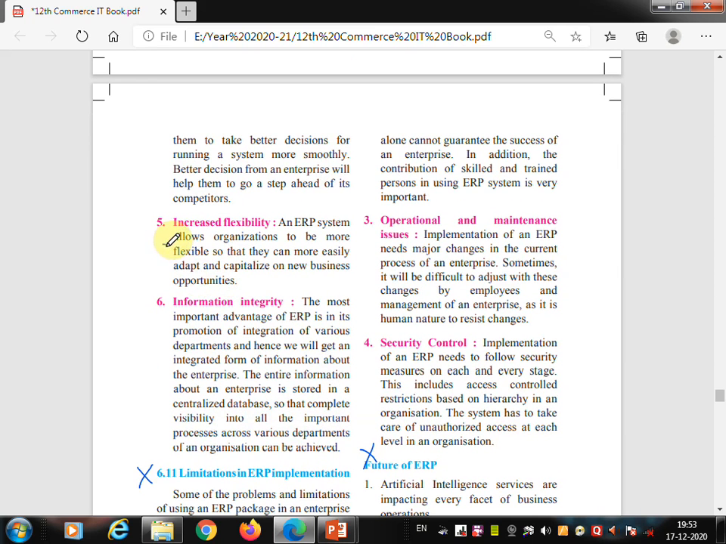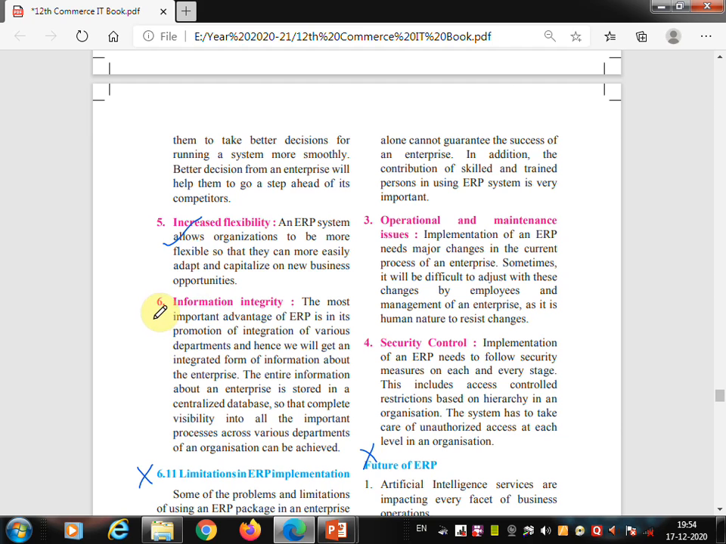Similarly, increased flexibility: ERP systems allow an organization to be more flexible so that they can more easily adapt and capitalize on new business opportunities.